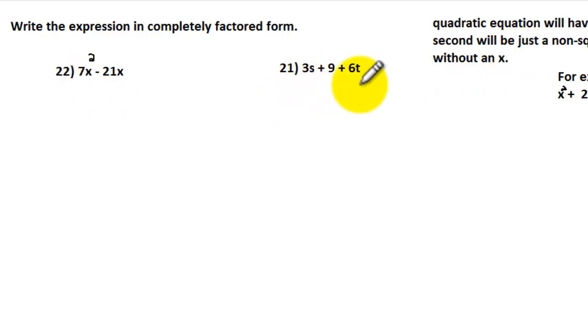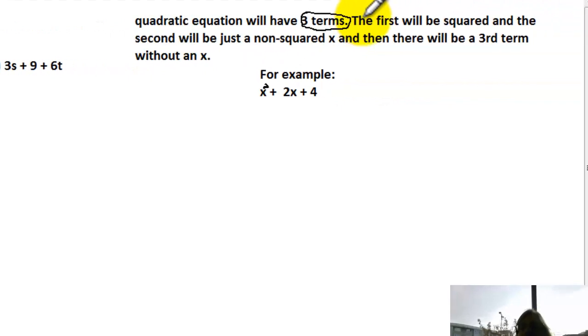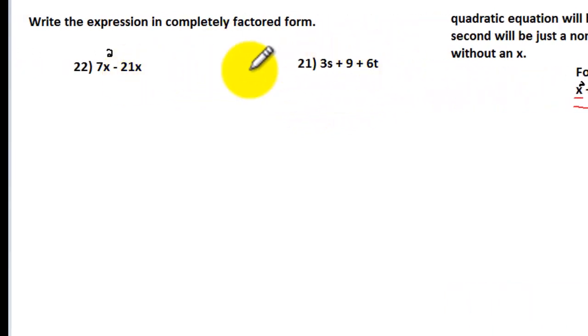However, there's more to the quadratic. The first term will be squared, and the second will be a non-squared x, and the third will be a term without an x. So for example, it looks like this. First term is squared, second term just has the letter x, third term no x. None of these follow the formula.